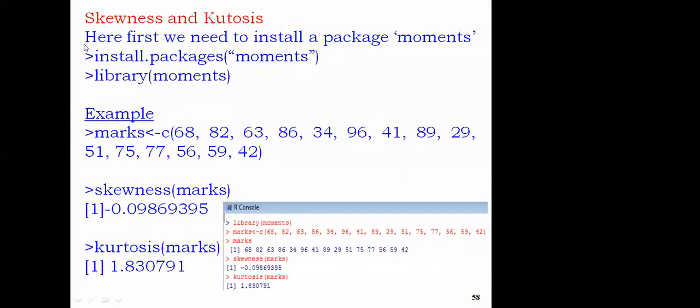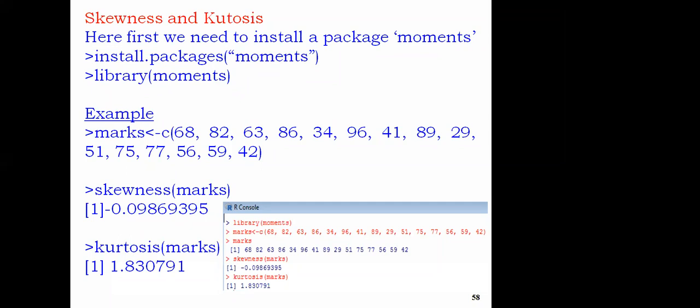Next you see skewness and kurtosis. We can also find skewness and kurtosis. Lots of calculations we can do in R. Only the basic things I have taken here as an example, because within this time limit I have to complete with these basic things. That's why I'm not covering all those things, only the simple things I have covered here.